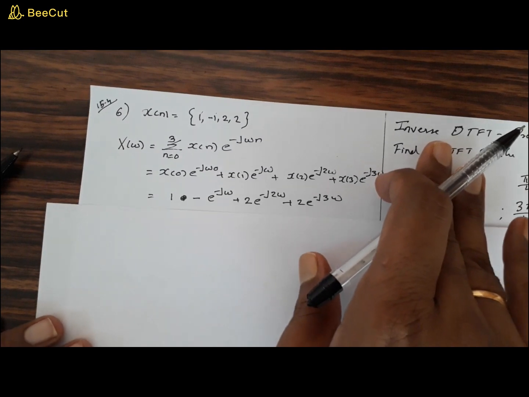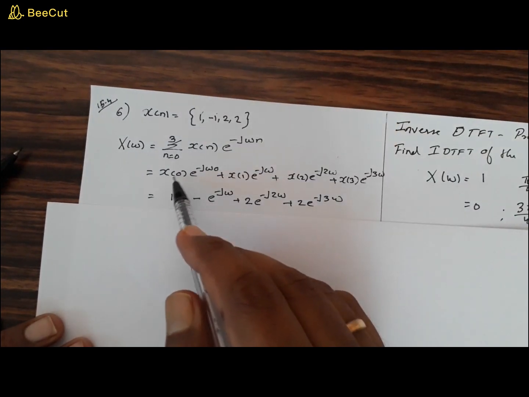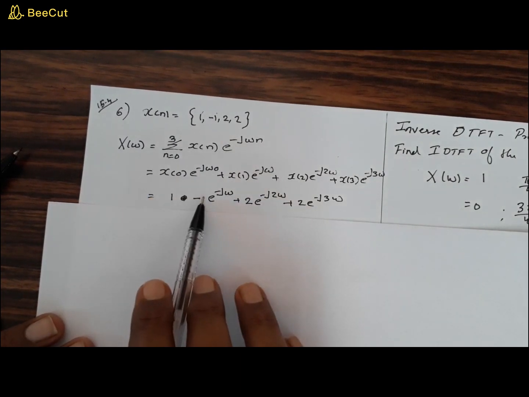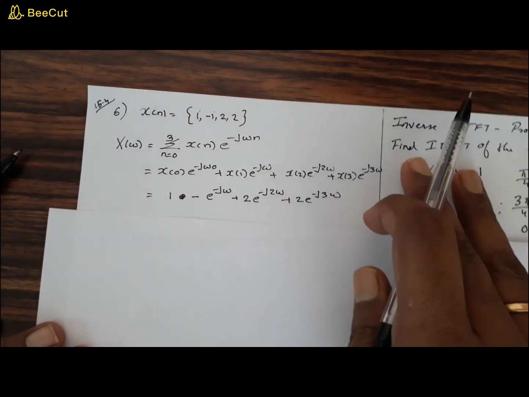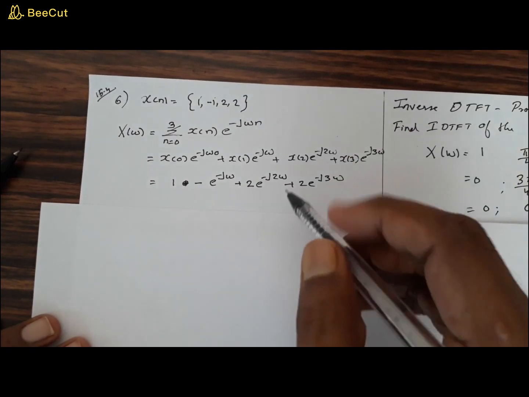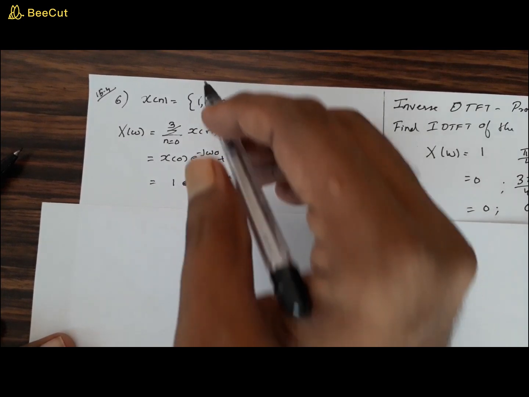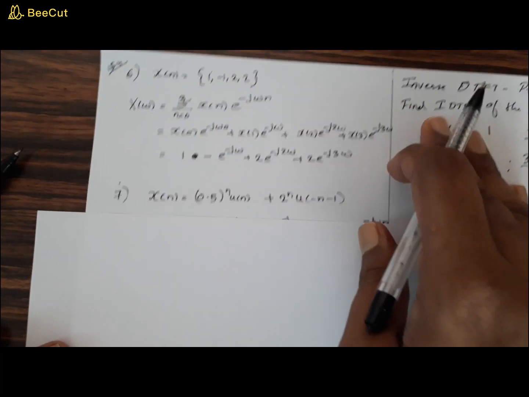Okay. Now from this you can fill in x of 0, x of 1, x of 2 and x of 3. x of 0 is 1, this is minus 1, plus 2, plus 2. Okay. Now this is actually your Fourier transform. That's all. So this is the discrete time Fourier transform of the given x of n sequence.